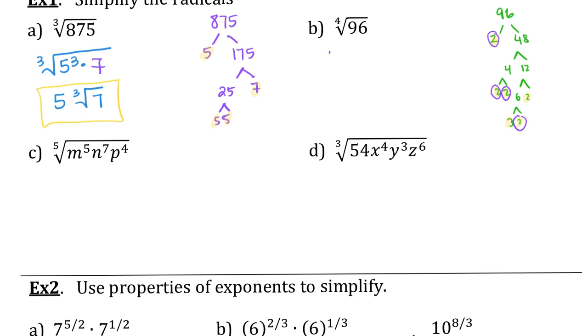Okay, I'm going to show the middle step. Some people skip this step. Okay, so I have 2 to the fourth. What else do I have? I have the 3 and the 2. 3 times 2 is 6. Okay, so the fourth root of 2 to the fourth is 2. The fourth root of 6 is irrational.